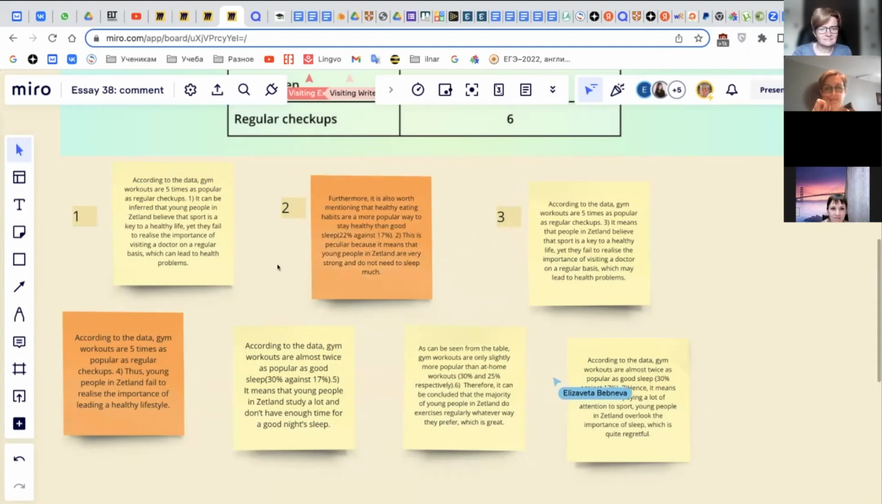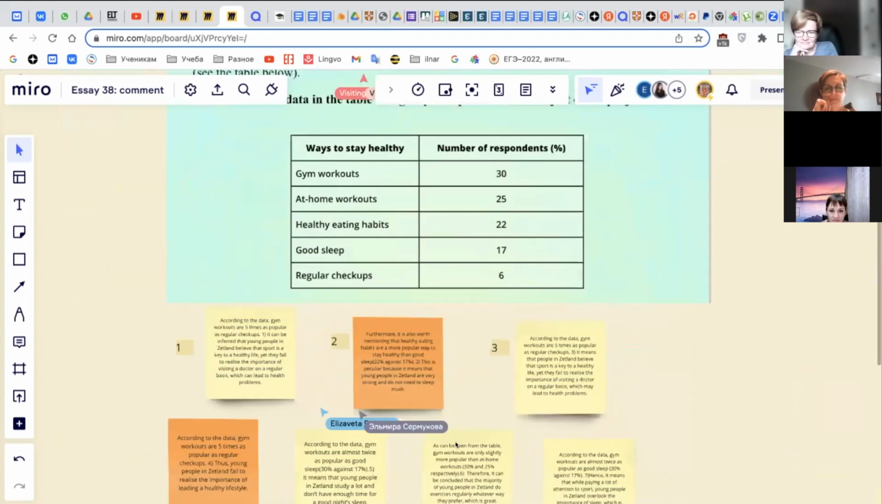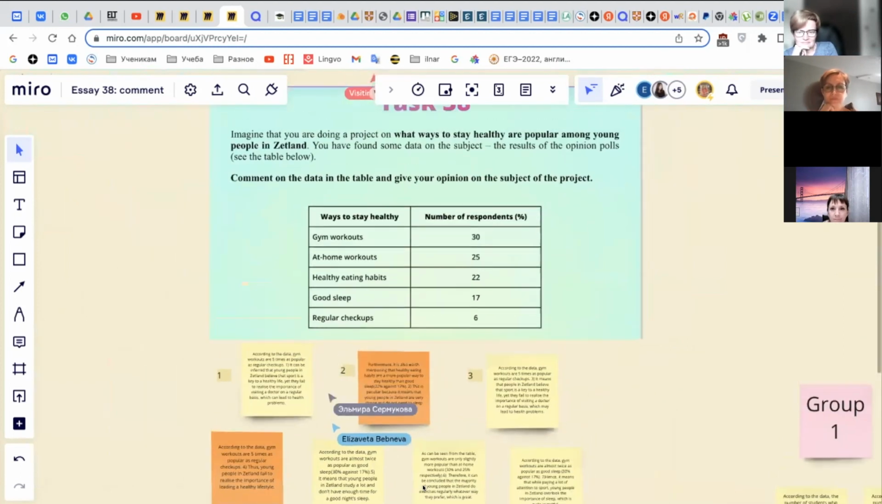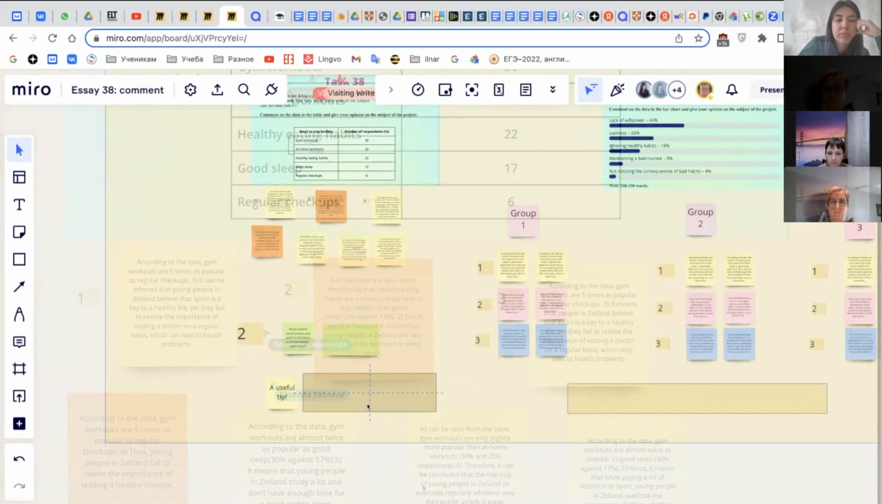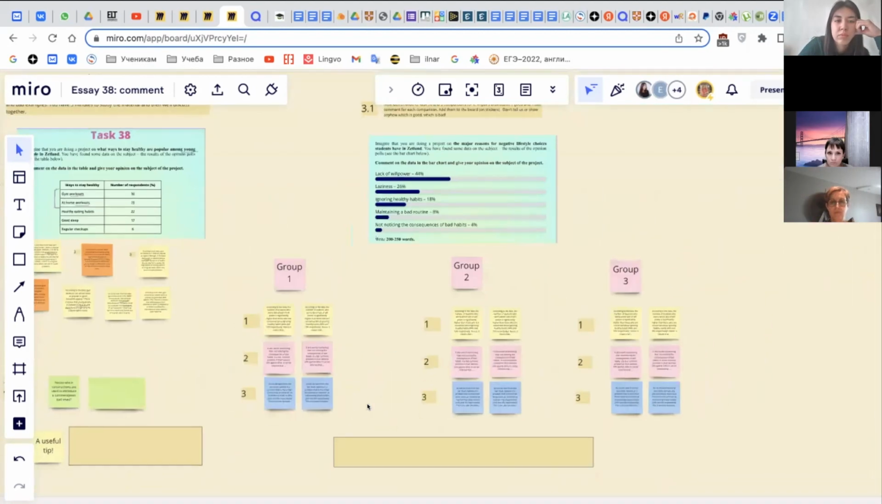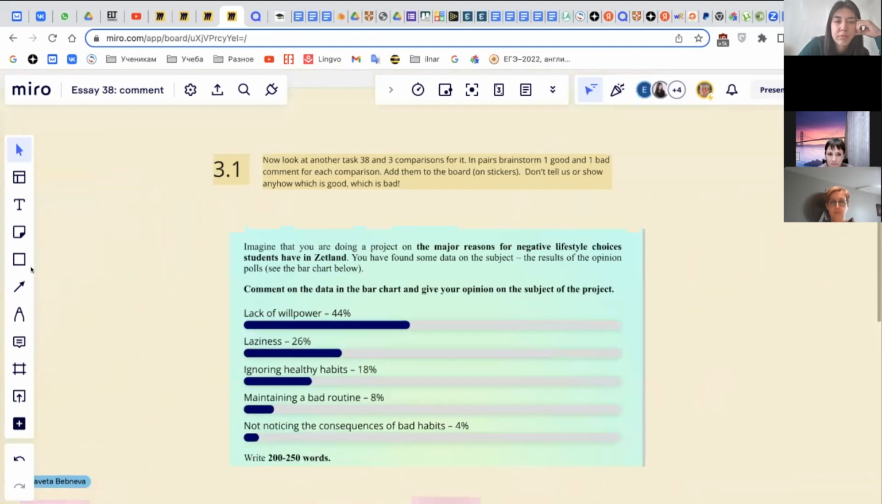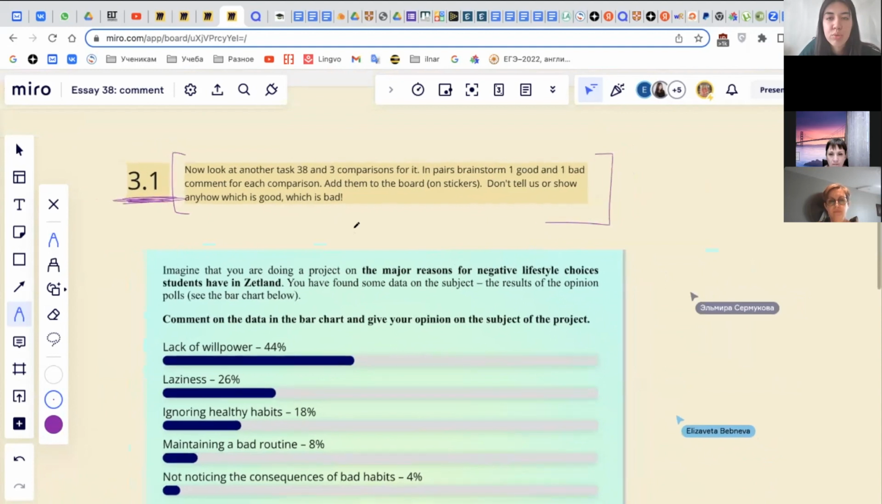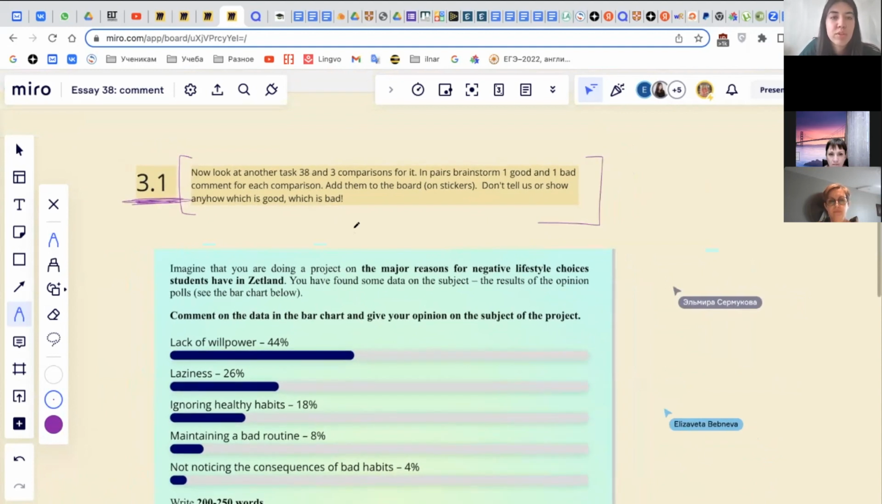Let's compare 1 and 3. They are very similar, but one of them has a trap. Okay, are there any mistakes in statistics or only in comments? No, only in comments. And then there is an activity which now I'd like us all to do together. So you as students, let's look at point 3.1. So now look at another task 38 and 3 comparisons for it. In pairs, brainstorm 1 good and 1 bad comment for each comparison.